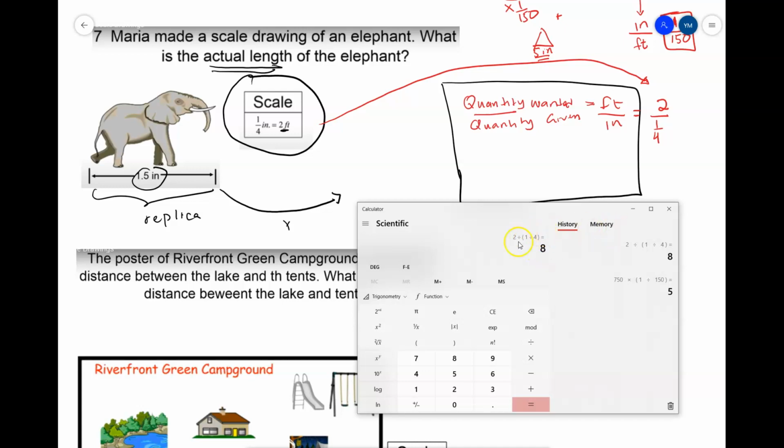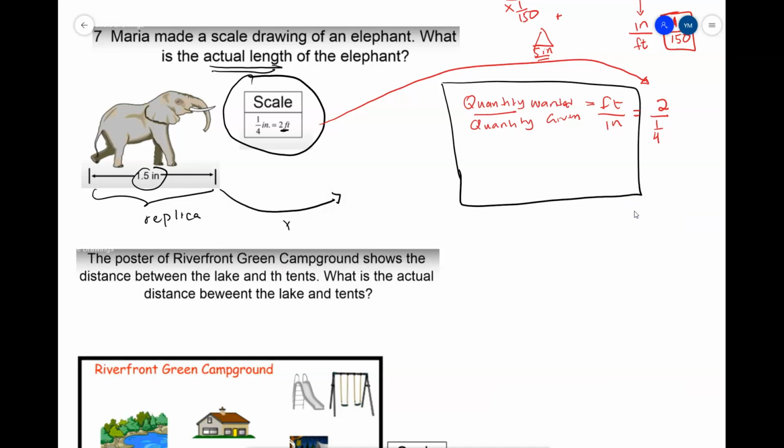Remember, we also did this in the do now, where we said if you divide by a number smaller than a whole, the number actually becomes bigger, right? It's a pattern that we explored in our number talks earlier. So this is going to equal 8. Now, what does that mean? That means that for every 1 inch that this replica is long, it actually represents 8 feet of the actual elephant. Again, unit rate. This is going to be my unit rate.